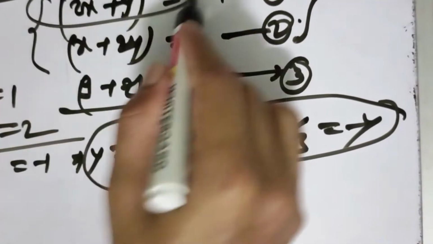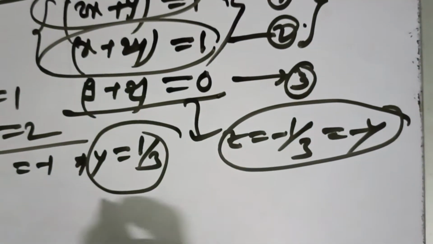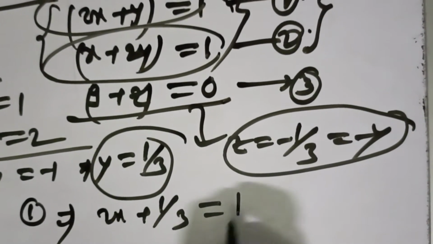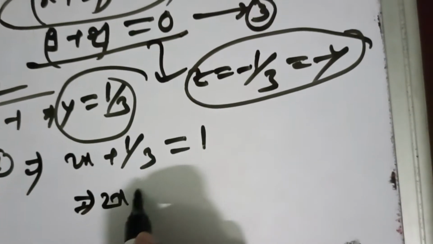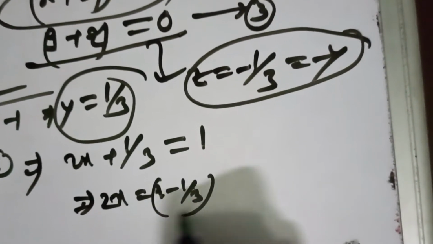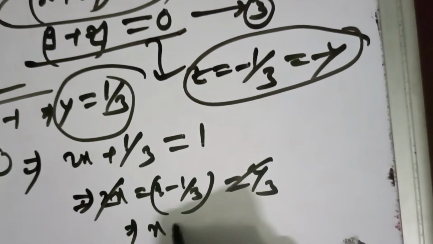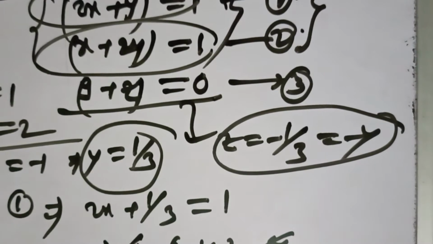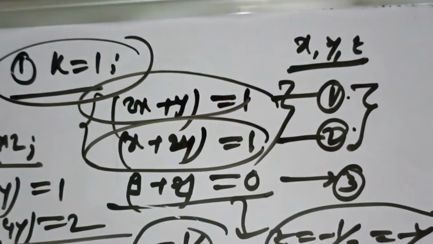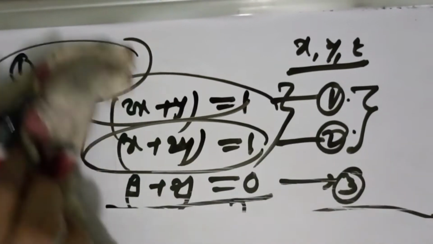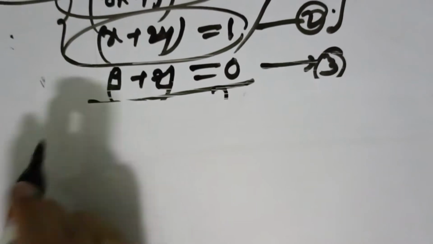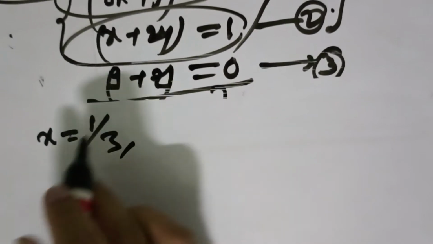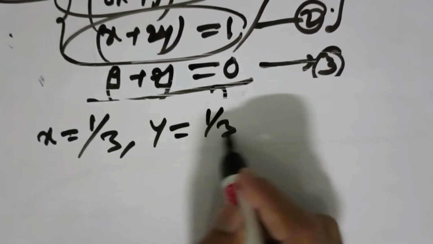Once you have y, you can put it into the first or second equation to get x. I am putting y equal to 1 by 3 in the first equation: 2x plus 1 by 3 equal to 1. So 2x is equal to 1 minus 1 by 3, that is 2 by 3, so x equal to 1 by 3. So x equal to 1 by 3, y equal to 1 by 3, z equal to minus 1 by 3. So for k equal to 1 we get a solution, and the solution is x equal to 1 by 3, y equal to 1 by 3, and z equal to minus 1 by 3.